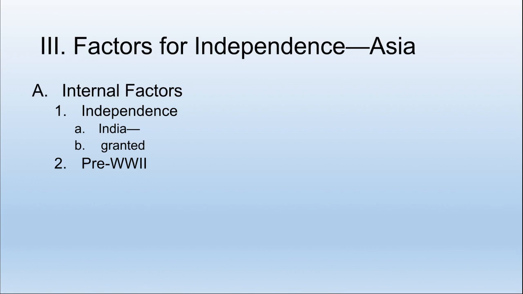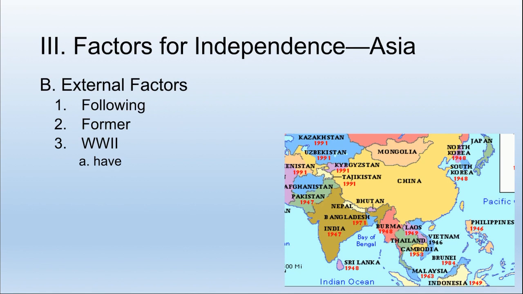Internally, we see a lot of colonized people starting to clamor and demand independence. Externally, we're going to see that following the end of World War II, lands taken over by the Japanese are freed. And remember, Asia has a little bit of a different history in that you have a lot of these colonies, and then starting in the early 20th century, Japan is going to come along and start annexing and taking over many of these colonies and controlling them up through World War II.